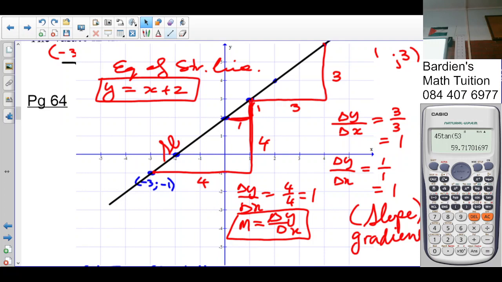But what you notice about this change in y over change in x is 1. That change in y over change in x is 1. Change in y over change in x is 1. So what do you notice? They're all 1. It won't always be 1, no. But in this case, anywhere on this straight line, the gradient is 1. The gradient is constant. It's the same. Okay.